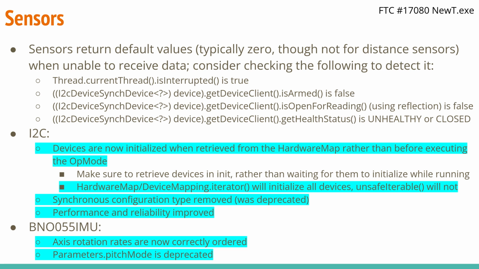Some changes: the most important one is that devices are now initialized when you get them from the hardware map, rather than initializing everything at the start. So if you want to initialize everything at the start, you can use hardwareMap.iterator, which will automatically initialize all devices, or if you need an iterator but without that, you can use unsafe iterable.